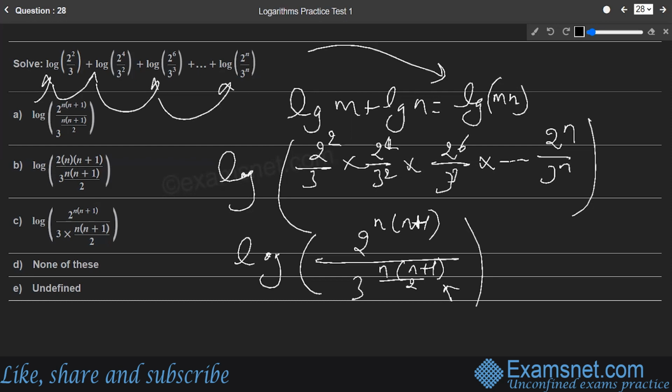In the numerator part, we have 2 square, 2 to the power 4, 2 to the power 6. Clearly the numbers are getting multiplied, so the powers are getting added up: 2 plus 4 plus 6 plus 8 till n. This is also an AP, and the sum is n into n plus 1. So the final expression is log of 2 to the power n into n plus 1 over 3 to the power n into n plus 1 by 2. This is available in option A, so that should be the right answer.